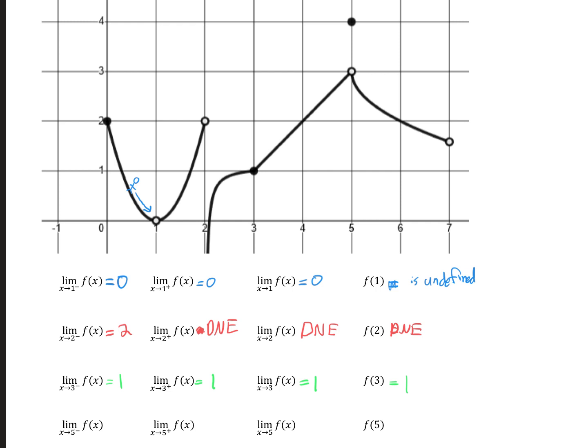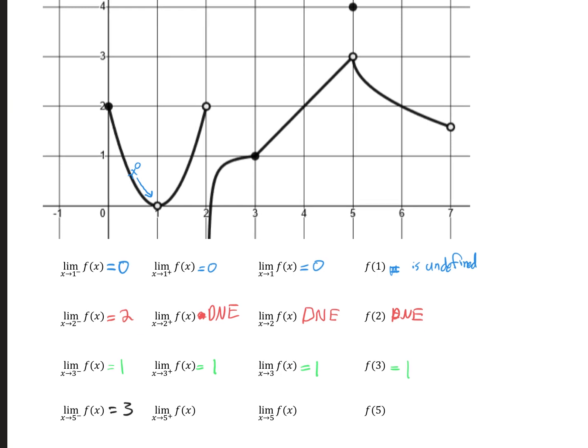If you approach 5 from the left, we should be approaching a y value of 3. If you approach from the right, you also approach that same y value of 3, so then the limit of the function is defined to be 3. However, f of 5 is not 3, because when we look at this, even though we're approaching the y value of 3, we actually define the function to be 4 at that value. So f of 5 would be equal to 4.